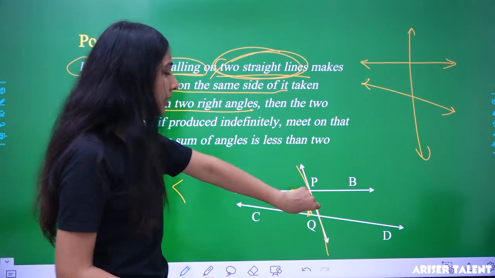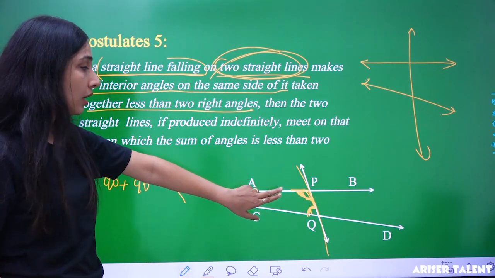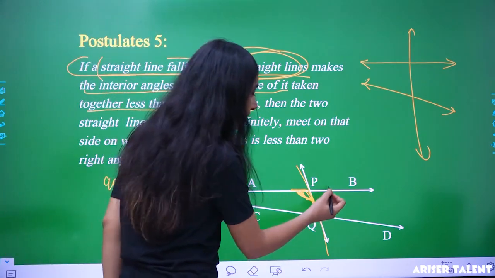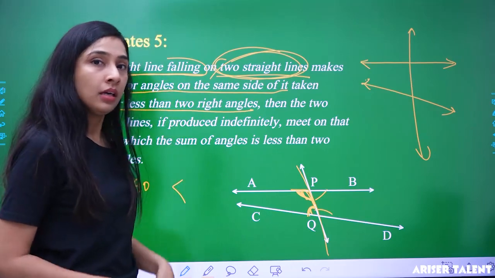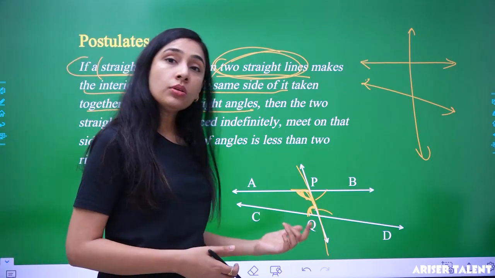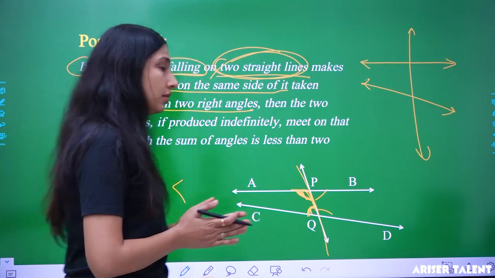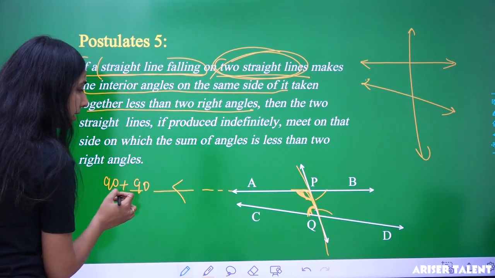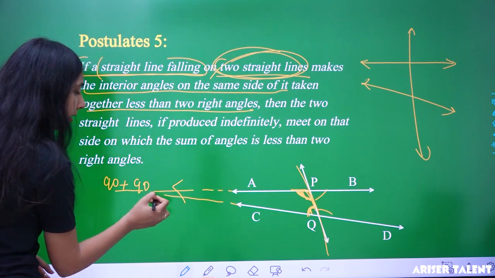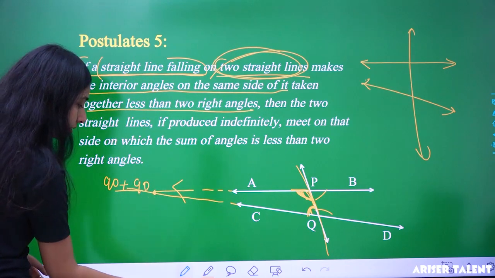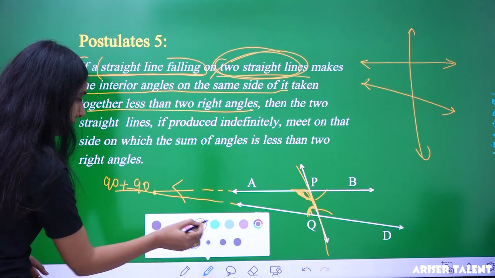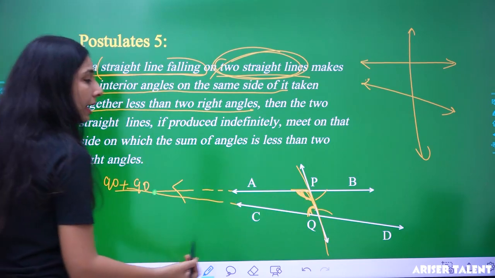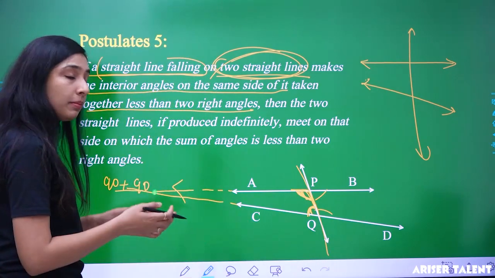So basically, these two have a summation less than 180 degrees, and these are the angles which have a summation more than two right angles. Okay, now on this side, when extended, there is going to be a point here where the extended line AB and the extended line CD will meet.